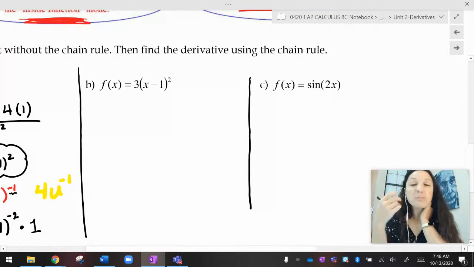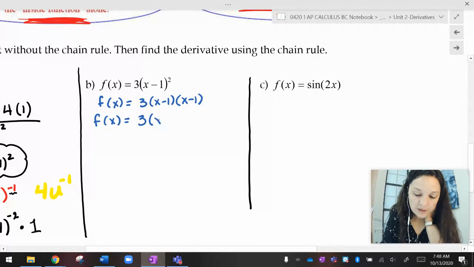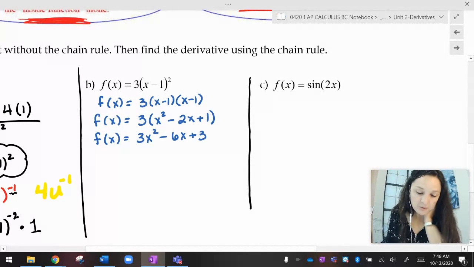If I want to do part B without the chain rule, if I didn't know that the chain rule existed, I wouldn't be able to take the derivative yet. So I would need to rewrite f of x as 3 times (x minus 1) times itself, which is really 3 times (x squared minus 2x plus 1), which if you distribute the 3 is 3x squared minus 6x plus 3. So if I take the derivative of that, I have 6x minus 6.